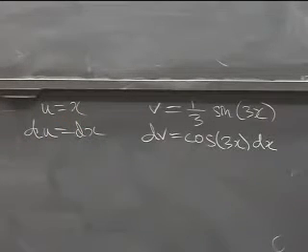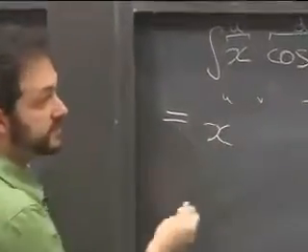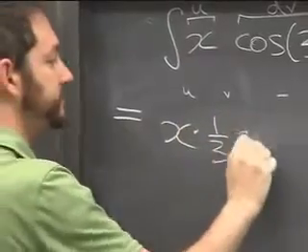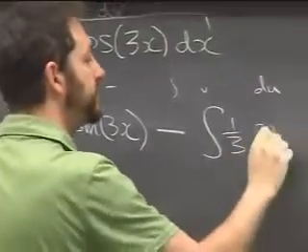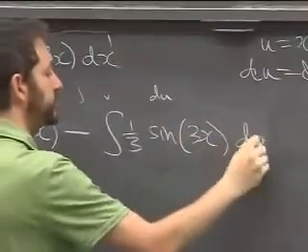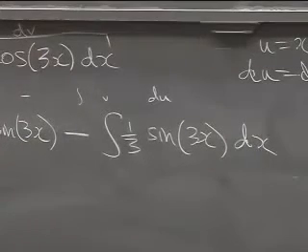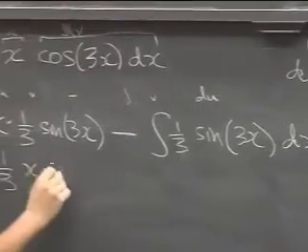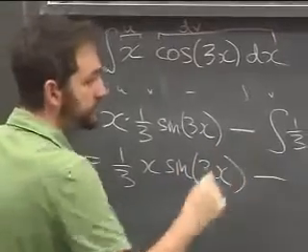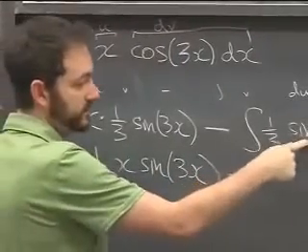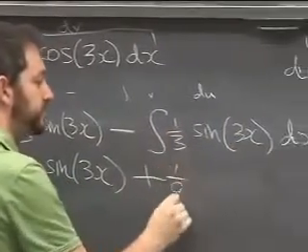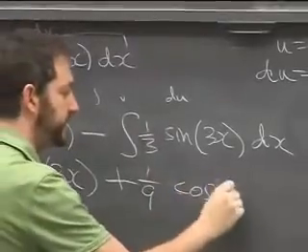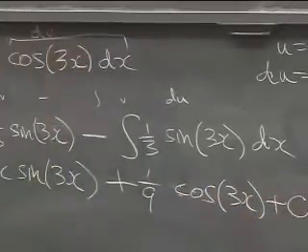So this is uv minus the integral of v du. Okay, what's u? x. What's v? 1/3 sine 3x. Minus the integral of v, 1/3 sine 3x, du is dx. This is not so bad. This is 1/3 x sine 3x. Minus, well, the integral of sine is minus cosine, so there'll actually be a plus there. And then you need to divide by the 3, and you'll get a 9th cosine 3x plus constant.